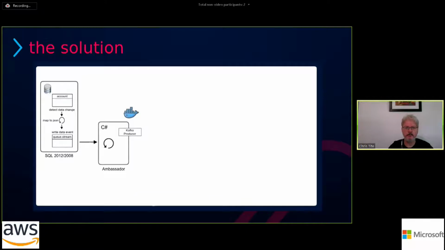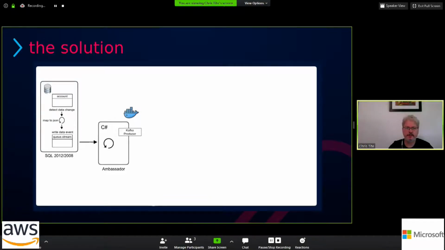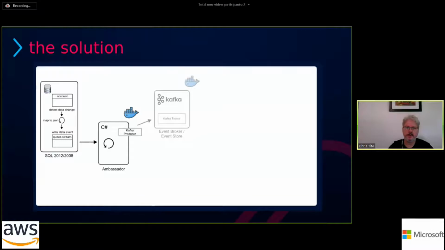We're going to use the ambassador pattern to create a small application that listens for changes on this stream. It's just going to be a simple C# application coded in .NET Core, and we've enabled it to run in a Docker container. This application is then going to produce events that we send off to Kafka, Kafka just being our little event broker that will store our events.